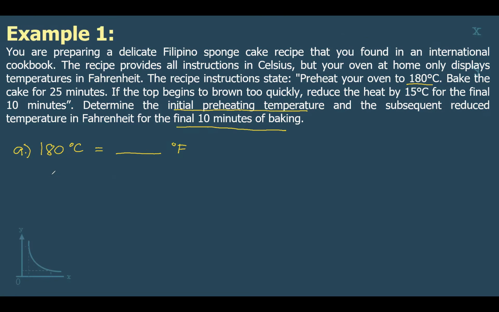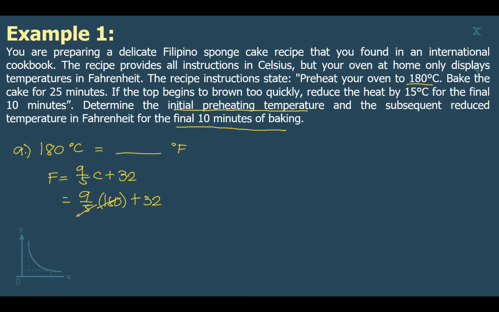So, we know that the formula is F is equal to 9 over 5 C plus 32. Okay, so 9 over 5. Okay, our C here is 180, plus 32. As you can see, PEMDAS yung gagamitin po natin. But we can actually cancel 5 and 180 because 180 and 5 are both divisible by 5.